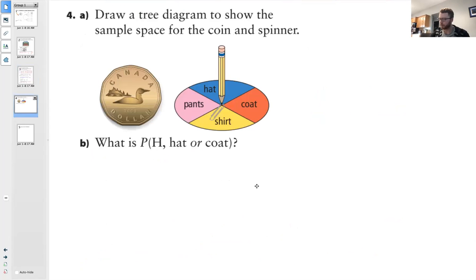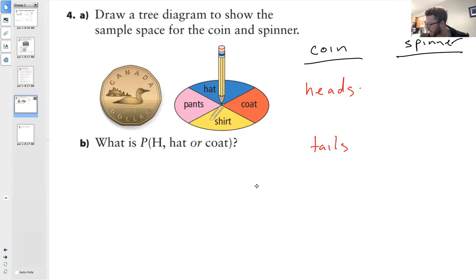For our next question, we're flipping a coin and we are spinning a spinner. Like we said earlier, when we're setting up a tree diagram, we want to do the event that has the least amount of outcomes first. So that's going to be the coin. For our coin, we can either get a heads or a tails.